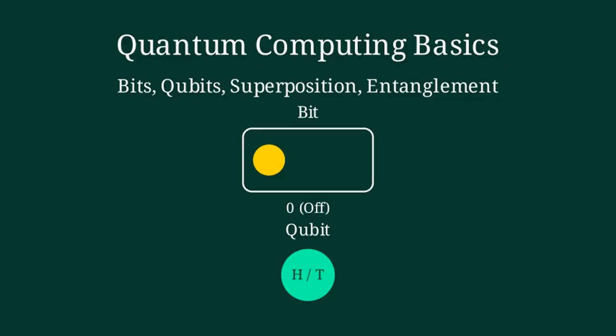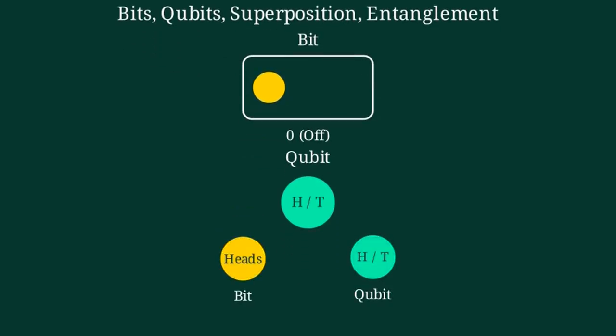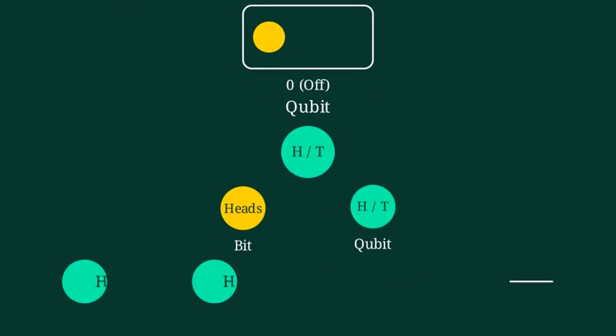A good analogy is a spinning coin. Think of a regular bit as a coin lying flat. It is heads or tails. A qubit is like a spinning coin. While it spins, it is kind of both. Next, there is entanglement. Two qubits can become linked. If one becomes heads, the other becomes heads too, even if far apart.